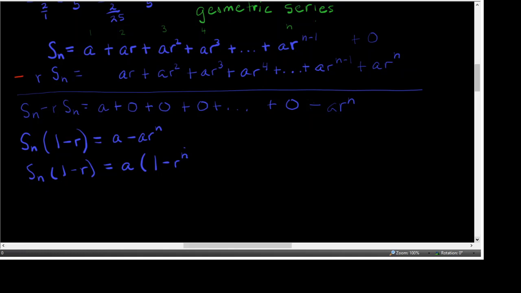Notice where that exponent is. It's on r. It's not on the binomial. This is not 1 minus r close parenthesis to the nth. Be very, very careful here. Then, to solve for S sub n, I just need to divide both sides by 1 minus r.